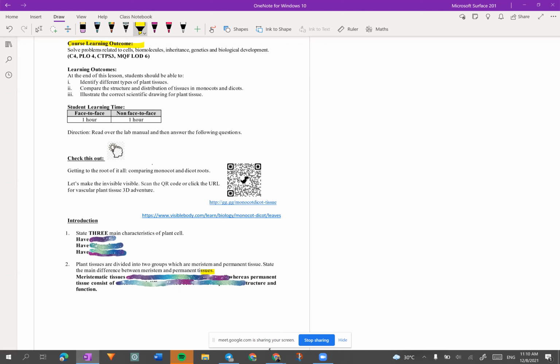Okay? So to do that, one of the objective untuk this experiment, untuk dapat the quality yang kita cakap ni tadi adalah you kena buat this thing lah. At the end of this lesson, you should be able to identify different types of plant tissue, compare the structure and distribution of tissue in monocot and dicot, illustrate the correct scientific drawing for plant tissue.